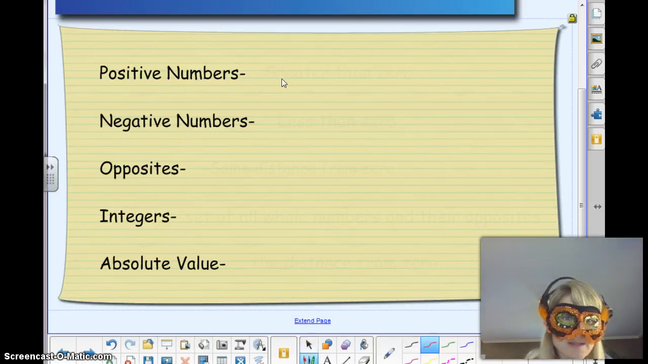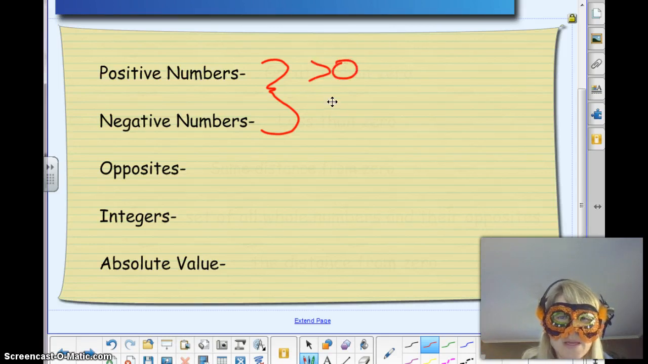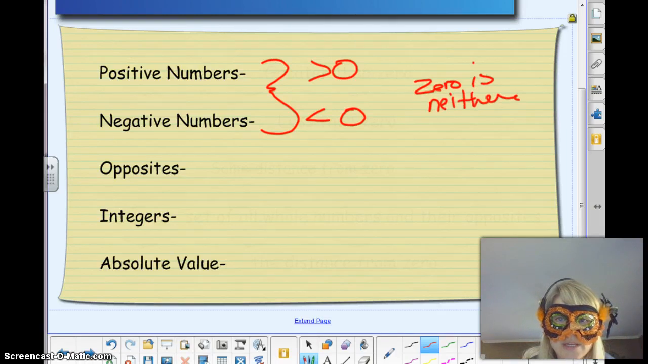So if I look at these two items right here, we have positive and negative numbers, okay? So obviously you know positive numbers are anything greater than 0, and then negative numbers are less than 0, right? And you should know that 0 is not positive or negative. It's neither, okay? So we know 0 is neither. It carries no sign, whether positive or negative.